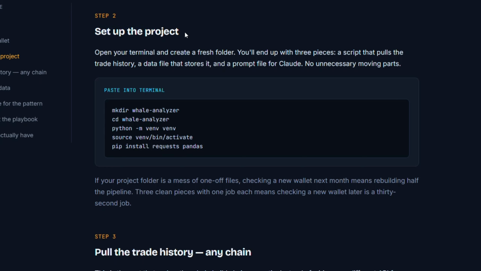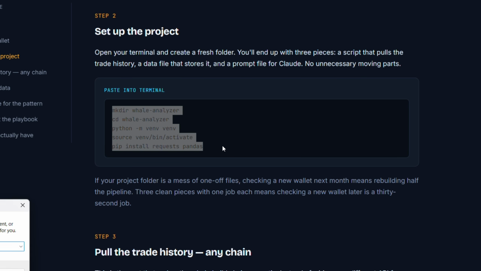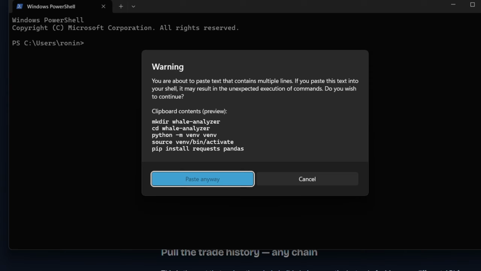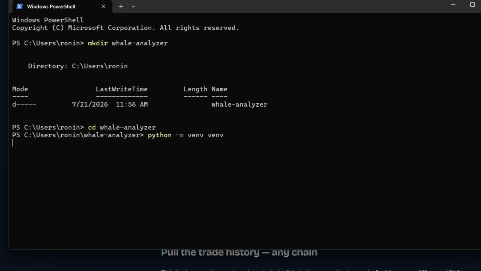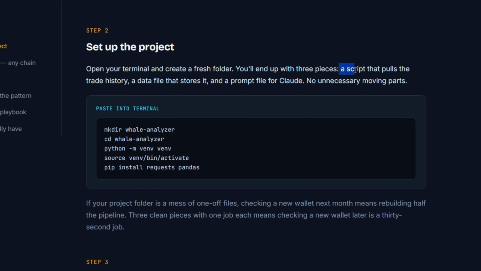Step 2 is setting up the project. Open your terminal and create a fresh folder for this build. Inside it, you're setting up a small Python environment. Nothing heavy, just enough to make a couple of web requests and organize some data. 3 pieces come out of this folder by the end. A script that pulls the trade history, a data file that stores it, and a prompt file that we hand to Claude. That's the entire structure.